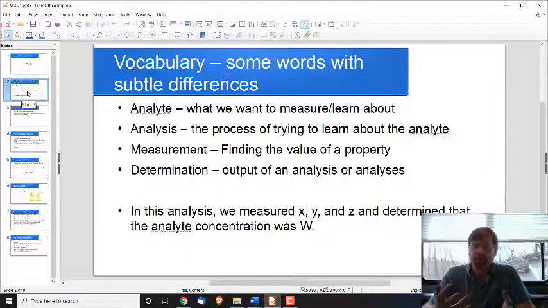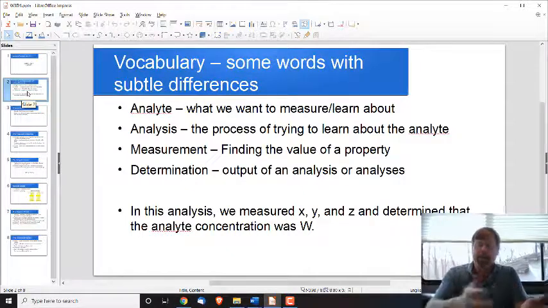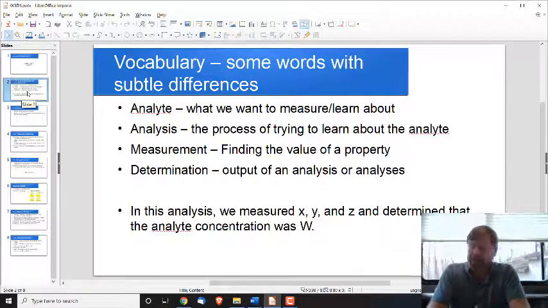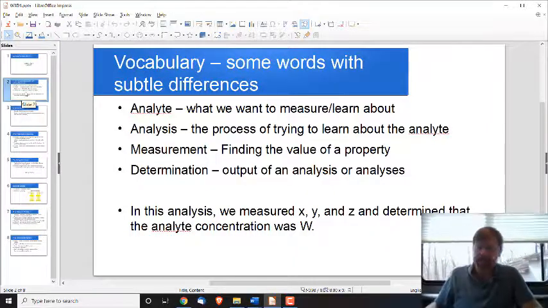So to kind of put those in context, if you want to use them all in a sentence that shows the differences: in this analysis we measured the mass and volume of our saltwater solution and determined that, well, sorry, I'm trying to tie it into my earlier examples and that's failing. So in this analysis, we measured this, and this, and determined that the analyte concentration was whatever it is.